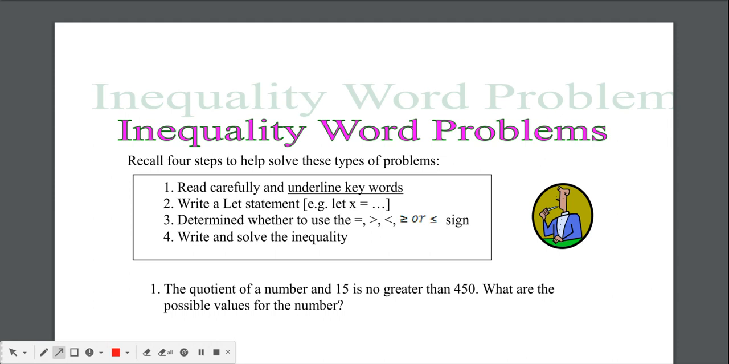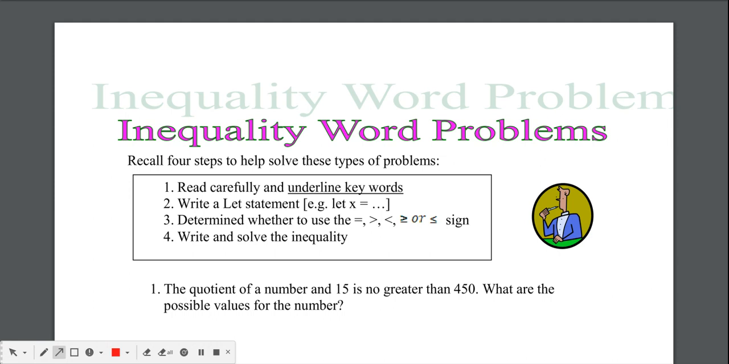Step one, read it carefully. Underline any keywords that kind of pop out as being important information. And then step two, we're going to write a let statement. And all that really does is it defines our variable. Let X represent something. Let X equal, and then we're going to say some words like, what is X actually telling us? What are we trying to figure out? What are we trying to find? The last sentence is usually the clue or the key into what we're trying to actually figure out. And that's usually what we define as our variable.